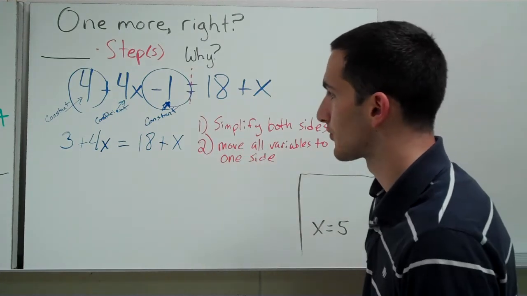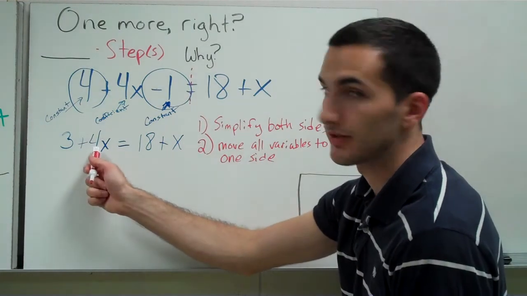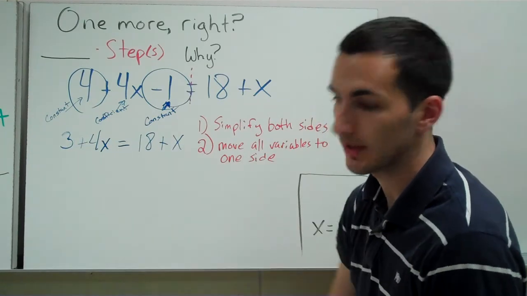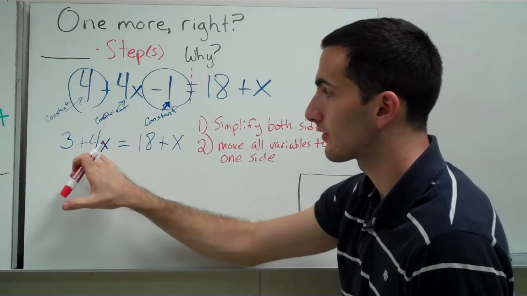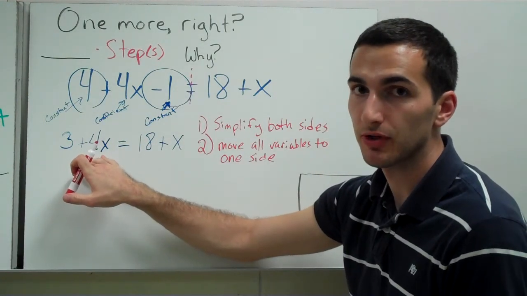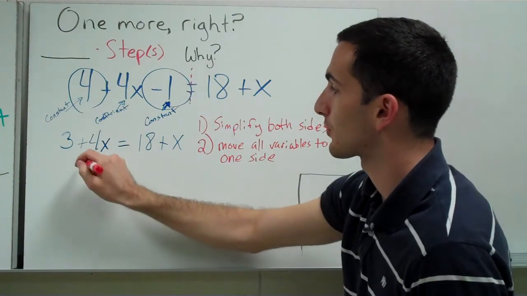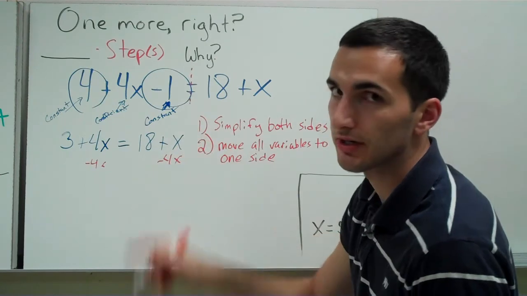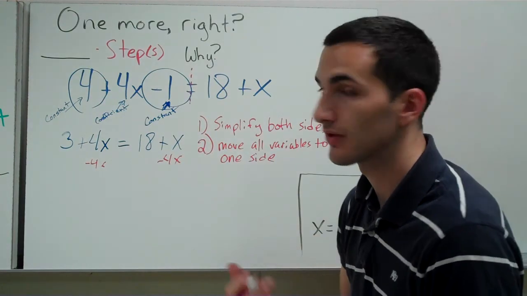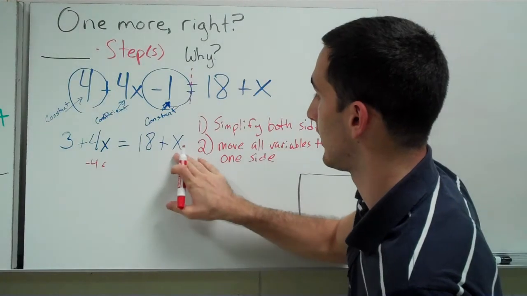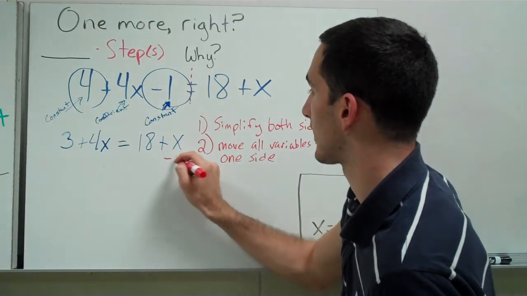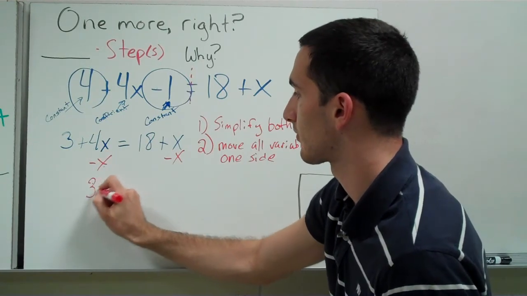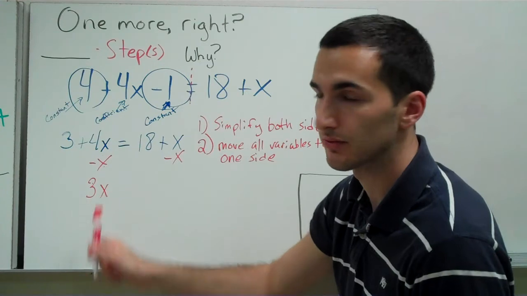Step 2, move all variables to one side. I've got variable on this side, I've got variable on this side, so I'm going to move all of my variables to one side. Okay? When you're doing this, you want to do whatever is going to keep your numbers positive. If I subtract 4x from each side, 1x minus 4x is going to give me a negative 3x. So that's not what I want to do. Instead of doing that, I'm going to subtract x from each side. 4x minus x gives me 3x. That's positive. That's what I want to do.